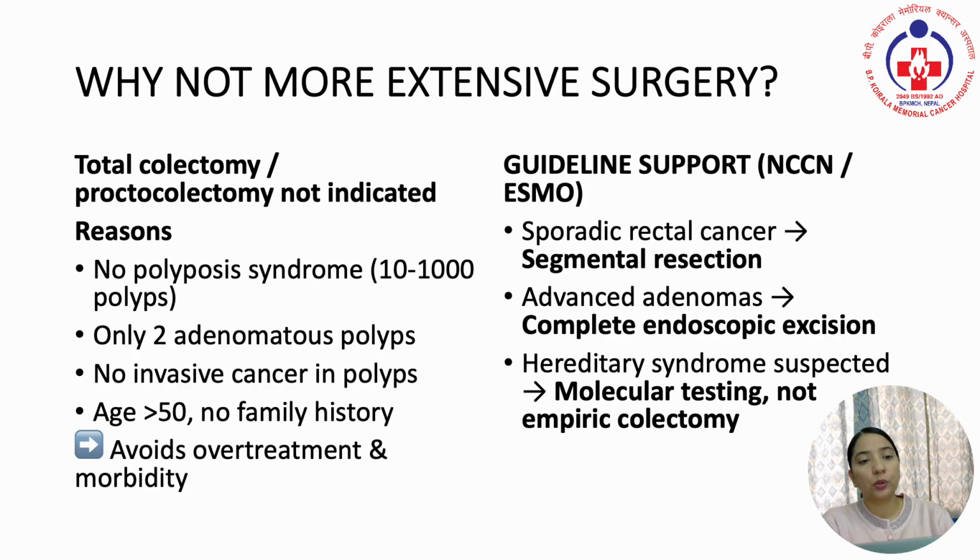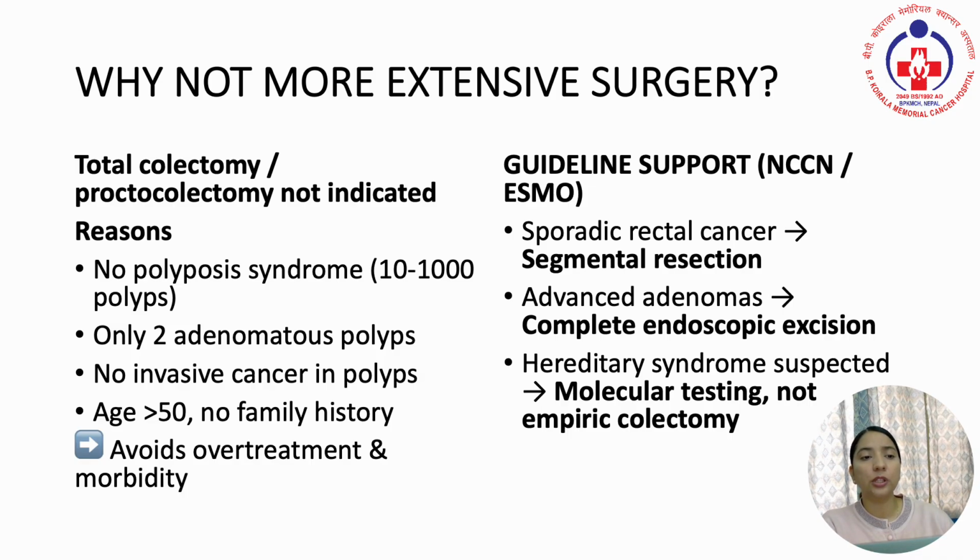total colectomy or proctocolectomy was not indicated in our case because there were only a few polyps, that was less than 10 polyps, and out of 3 polyps, there were only 2 adenomatous polyps. One was only an inflammatory polyp, and there was also no evidence of invasion of the carcinoma, and the patient was more than 50 years, and also there was no significant known family history of any carcinoma, either endometrial or any colorectal carcinoma in the past. And so doing this total colectomy or proctocolectomy may be overtreatment and can increase the morbidity in this patient.